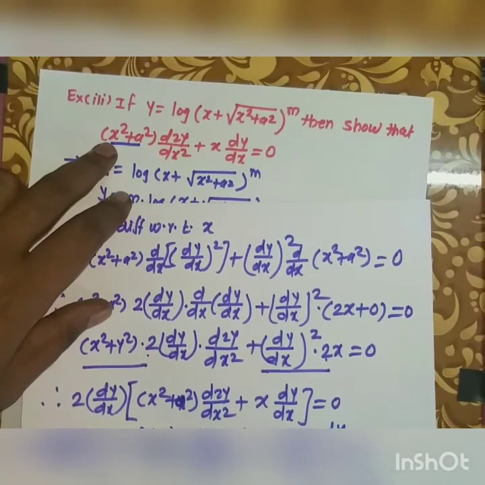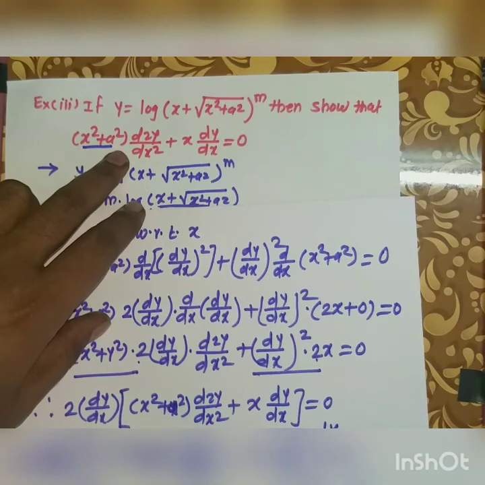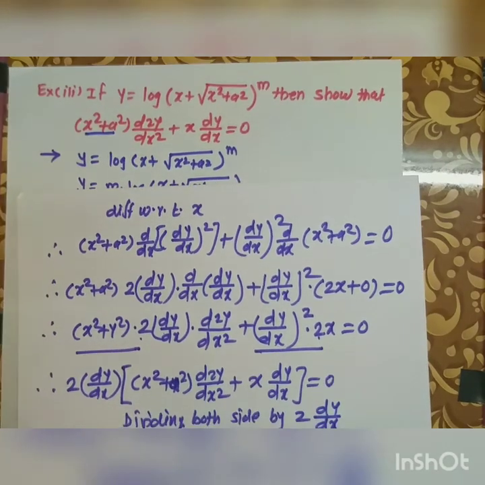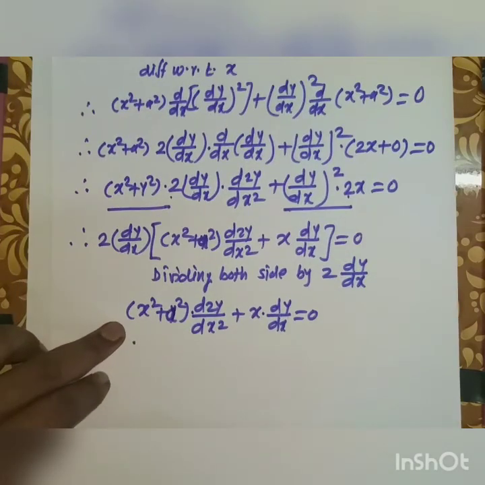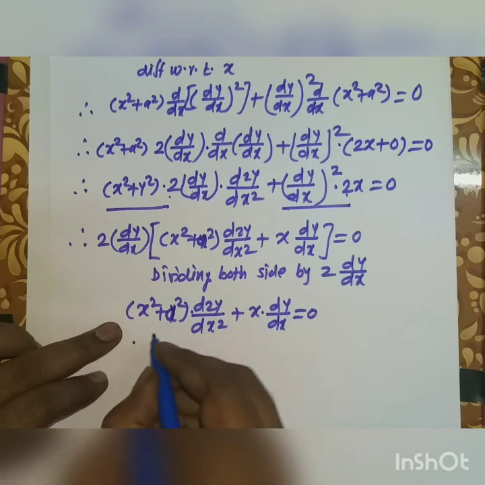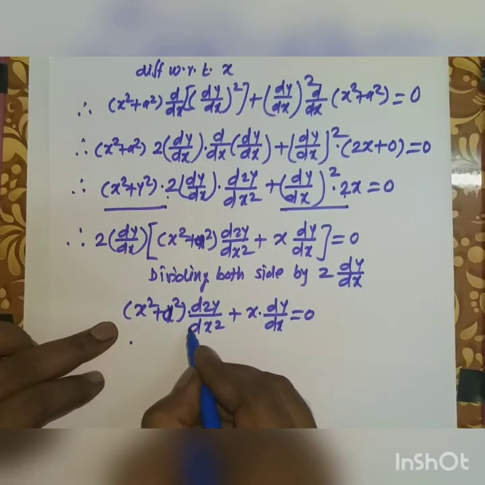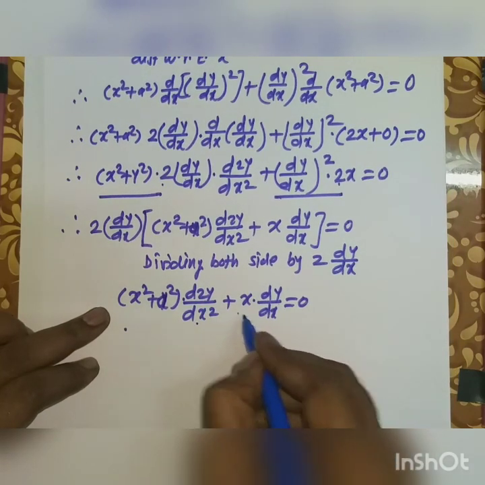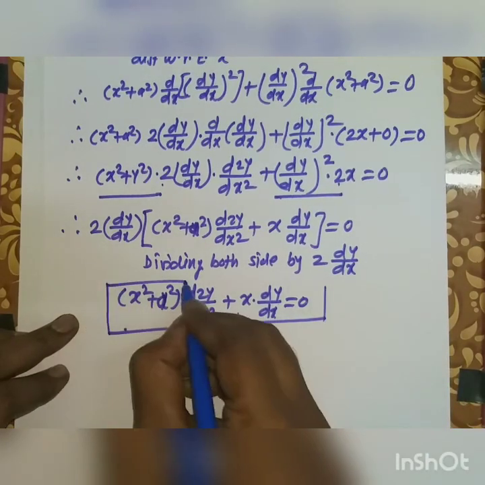That is, show that x square plus a square into the second order derivative plus x into the first order derivative is 0. Now this answer is correct. Yes, in place of a square I wrote y square, which is not correct. It is x square plus a square, first bracket, second order derivative, plus x into dy by dx, which is the final solution.